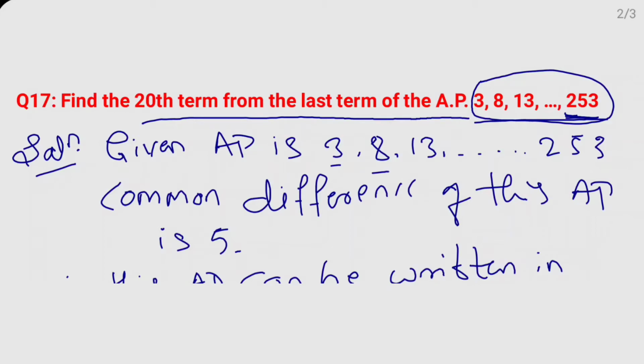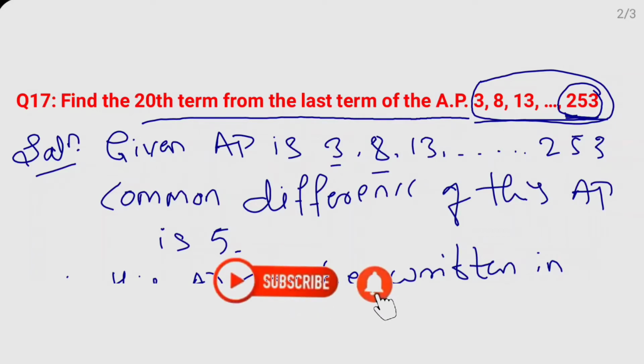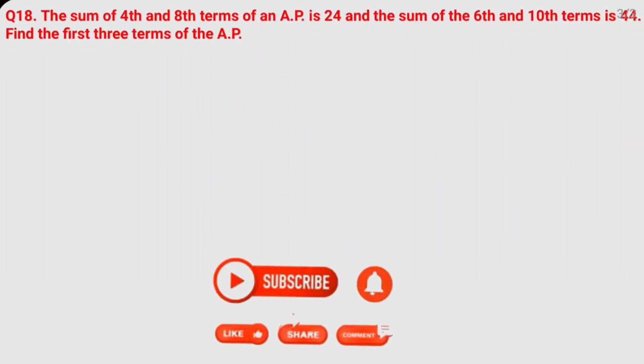So it means here we can consider 253 is a first term, right? Then we can find out the 20th term. If we directly find out the 20th term here, it means it is completely wrong. Is it clear?